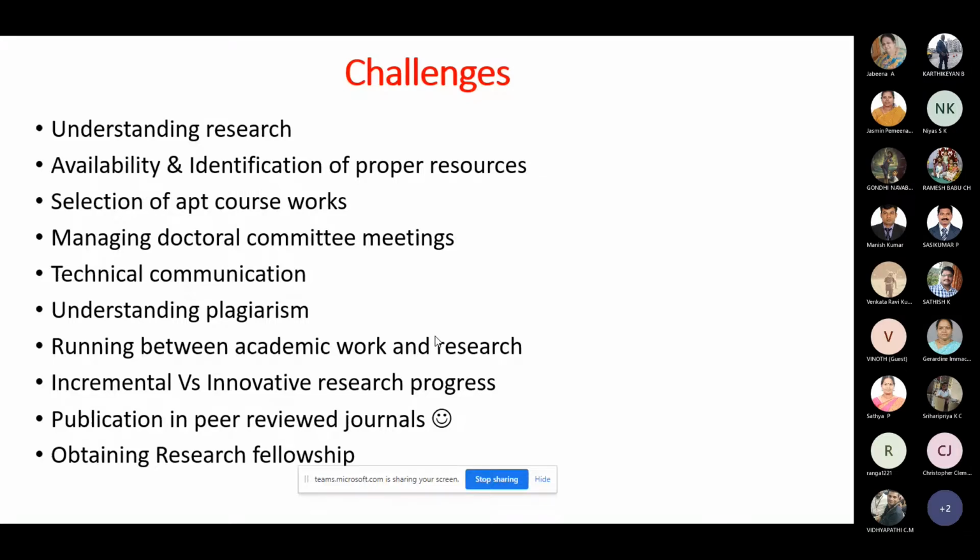Obtaining research fellowship, right? Of course, a fellowship is really going to help any research scholar. Maybe through in-house fellowship or through some kind of SRF or JRF or something. So I would say that I would put this in the basket of research guide.